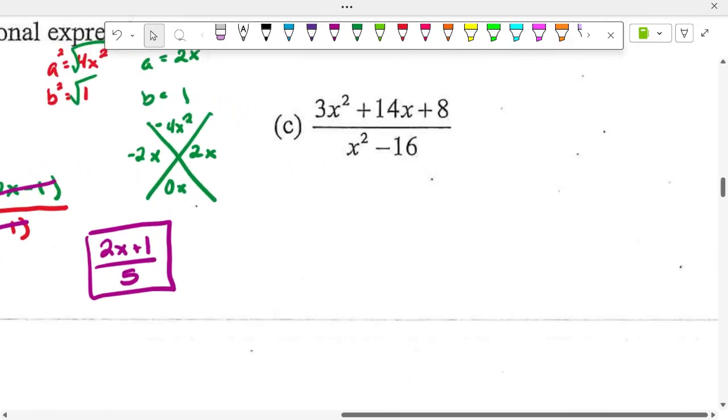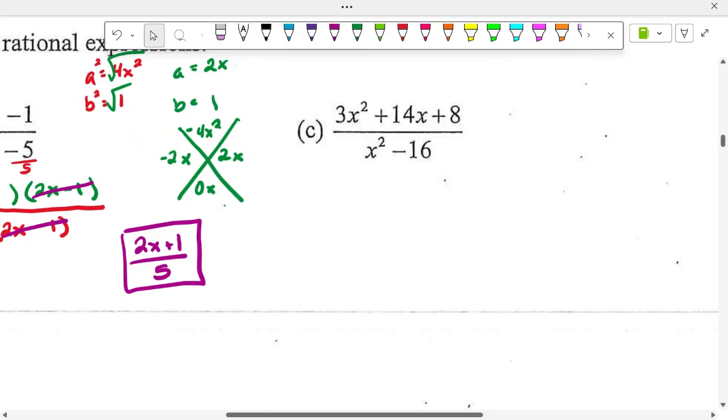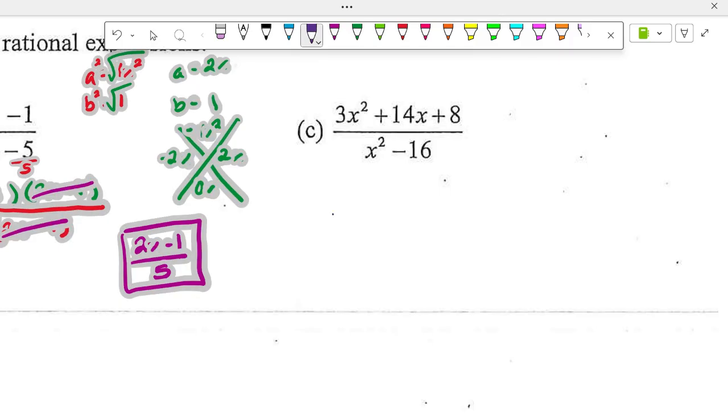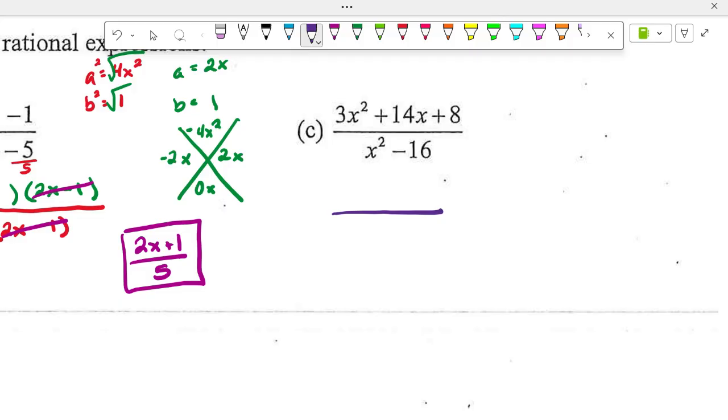All right, now this last one. So the numerator is going to be a bit of a more difficult factor because the a value is not 1. All right, but still same process. But let's factor the denominator first because that's an easy factor. What's true about the denominator?